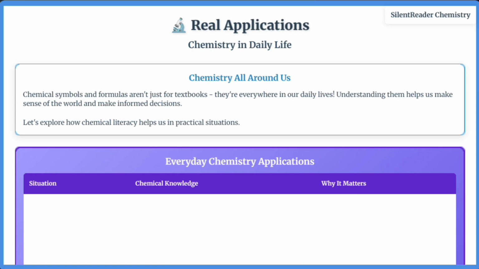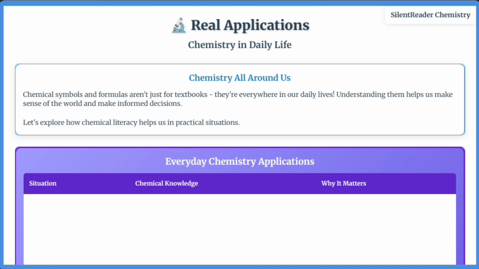Chemical symbols and formulas aren't just for textbooks, they're everywhere in our daily lives. Understanding them helps us read food labels with NaCl salt and C12H22O11 sugar, use cleaning products safely with HCl toilet cleaner and NaOH drain cleaner, understand medicines like C9H8O4 aspirin, comprehend environmental issues with CO2 climate change and O3 ozone layer, and even improve cooking with NaHCO3 baking soda.